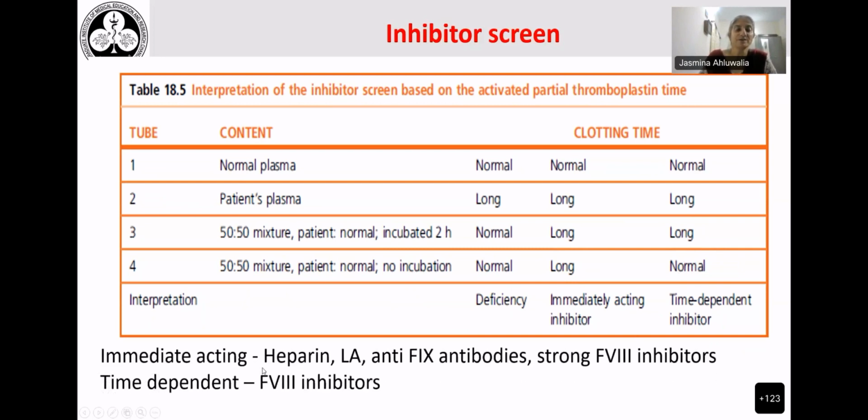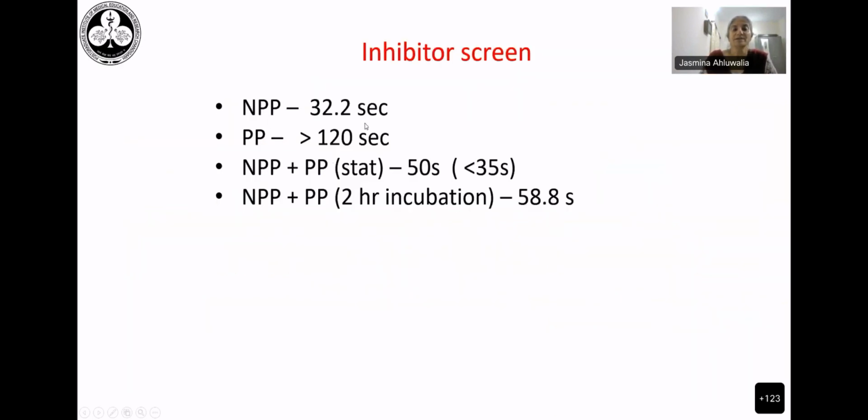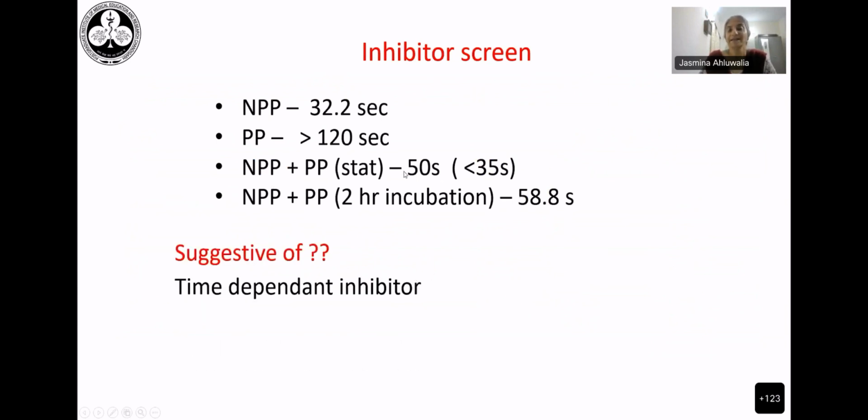This gives us some clues, because immediate acting inhibitors are heparin, lupus anticoagulant, anti-factor 9 antibodies, and sometimes very strong factor 8 inhibitors can show immediate inhibition, whereas the time-dependent inhibitors are most commonly factor 8 inhibitors. So in this patient, the normal pool plasma was 32 seconds. The patient's plasma was more than 120 seconds. The stat mixture showed a clotting time of 50, and the 2-hour incubation showed a clotting time of 58.8. So what we can say here is that there is an inhibitor, and the clotting time becomes more prolonged at the end of incubation. So this is a time-dependent inhibitor. So it's most likely to be an inhibitor to factor 8.